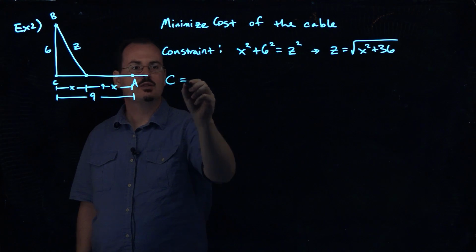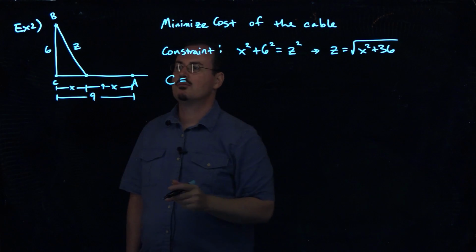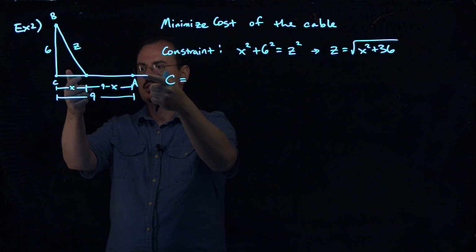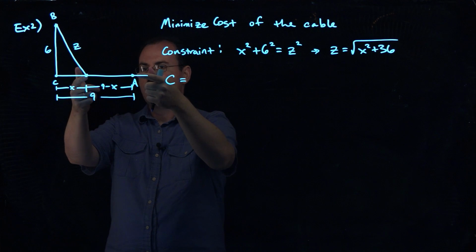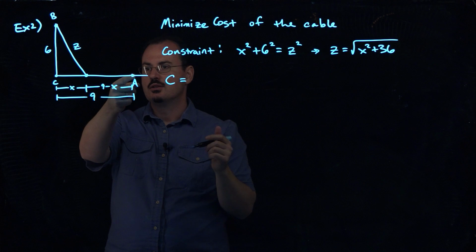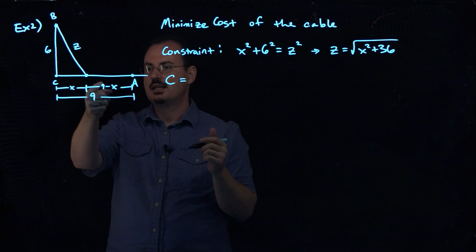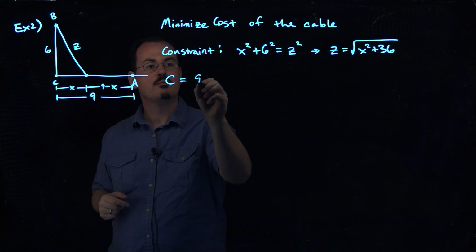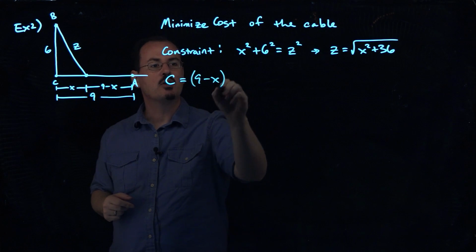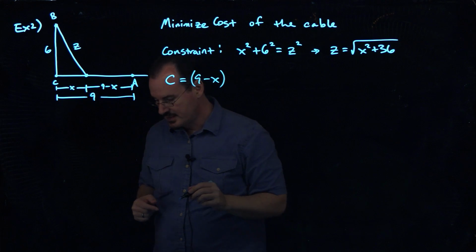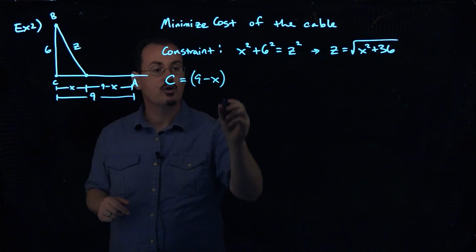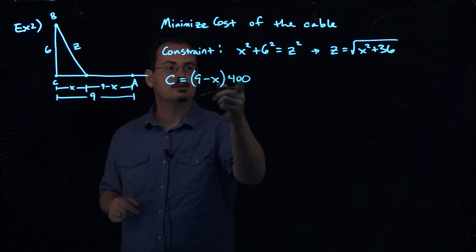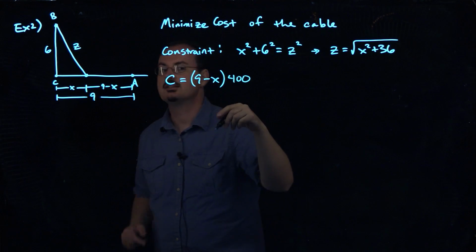Now C, the total cost, is going to be, well, to figure out how much money we're going to have to spend, we have to know how much it is per mile, and then how many miles we're actually going to run. So to get from here to here, how far is that? That's 9 minus x miles. So we're going to run it that many miles, and then multiply that by the cost per mile. It says that the cost per mile on land is $400. So this is the distance that we're going, and this is the cost per unit distance.